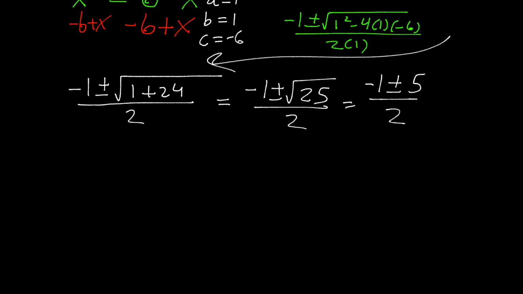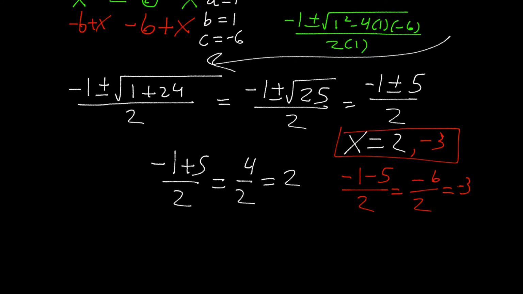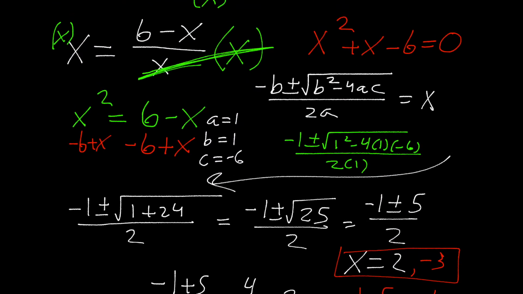So negative 1 plus 5 over 2 is 4 over 2, which is 2. There's our first solution, x equals 2. For our second solution, negative 1 minus 5 all over 2, that's negative 6 over 2, which is negative 3. So there is our second solution. And we have solved both pieces. So there we go. We now have our solutions to this radical equation, or sorry, not radical, rational equation.